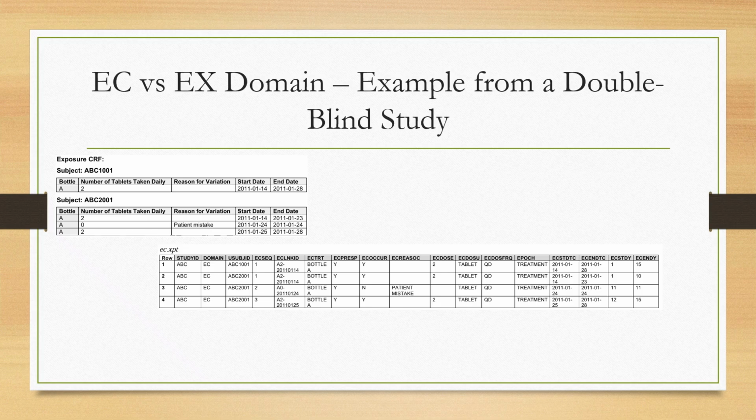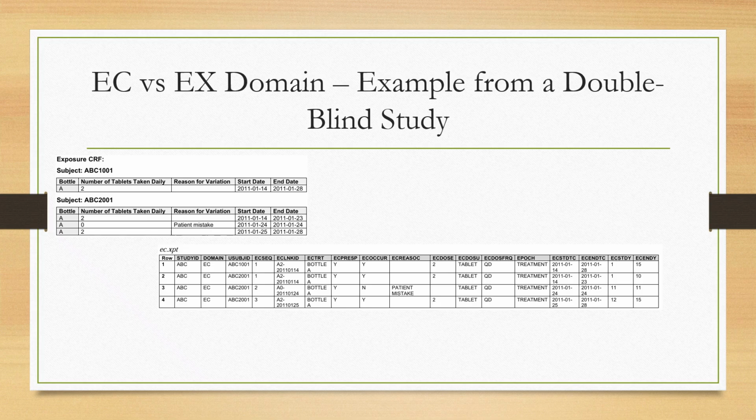So for the second subject, 2001, we have three records, where again ECTRT is bottle A, the same as what was collected on the CRF form. For the first record, the subject took two tablets daily from 14th of January to 23rd of January.